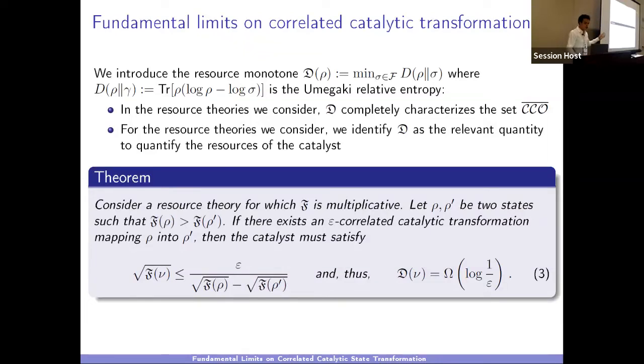So consider a resource theory for which F is multiplicative. Then if you have this ordering of the fidelities, F of rho is bigger than F of rho prime. To transform rho into rho prime, we need the fidelity of the catalyst smaller than a constant multiplied by epsilon. So the catalyst must be far from the set of free states, and this means that we have a logarithmic divergence, log 1 over epsilon, of the resource monotone D that characterizes the resource of the catalyst. So as epsilon goes to 0, so as the correlation between the catalyst and the output state goes to 0, the catalyst must be infinitely resourceful in the case epsilon equal to 0.